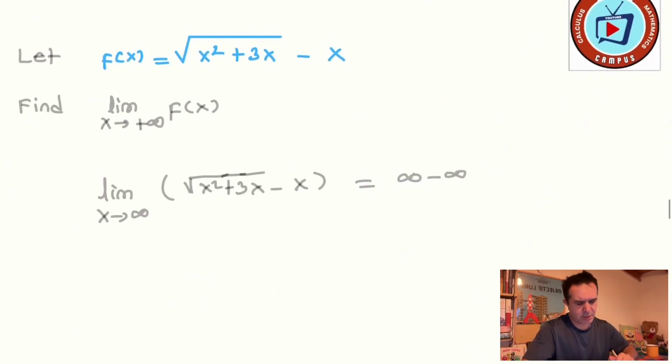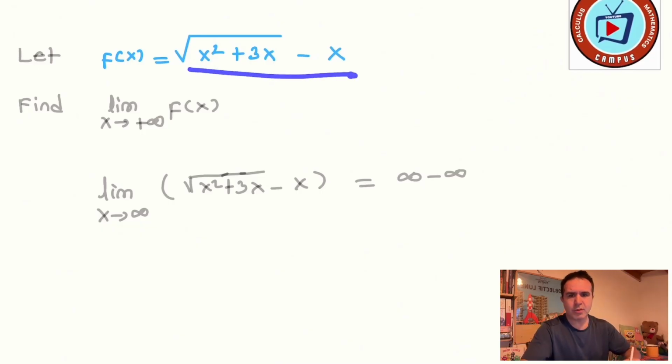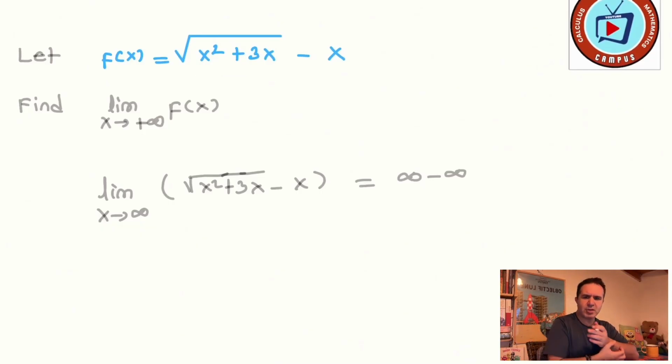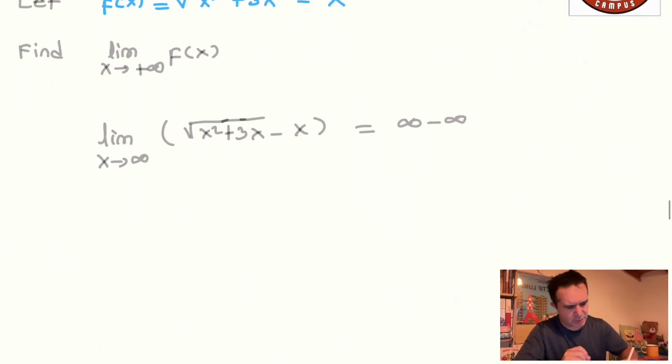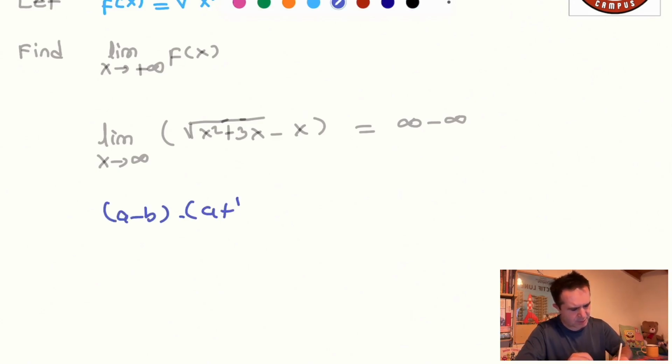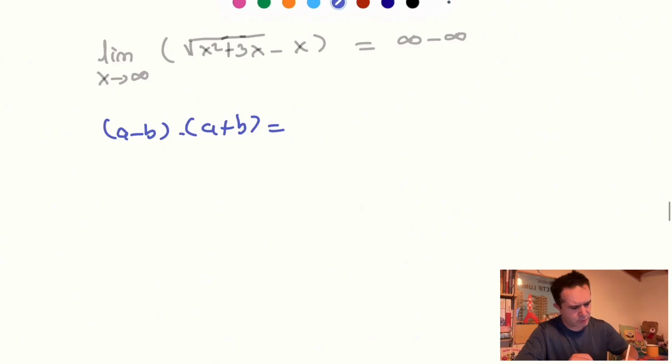And here we have a square root. When we have a square root, multiplying by the conjugate often removes the indeterminate form. So I will use an identity for the difference of squares. Let me remind it to you. If we have a minus b times a plus b, this is equal to a squared minus b squared.